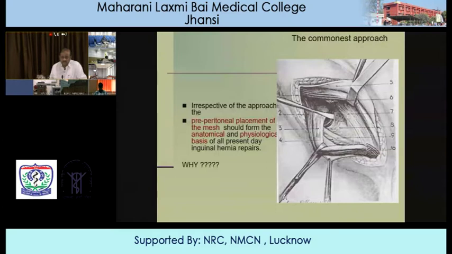It should be preperitoneal. So, the preperitoneal placement of the mesh should be the principle. Now, this is the area of the preperitoneal space. Look at the DIR. This is the DIR, the deep inguinal ring, and this is the posterior wall of the inguinal canal.